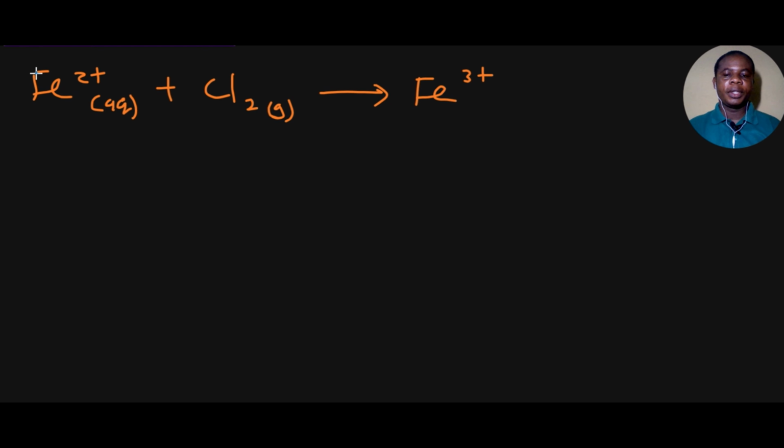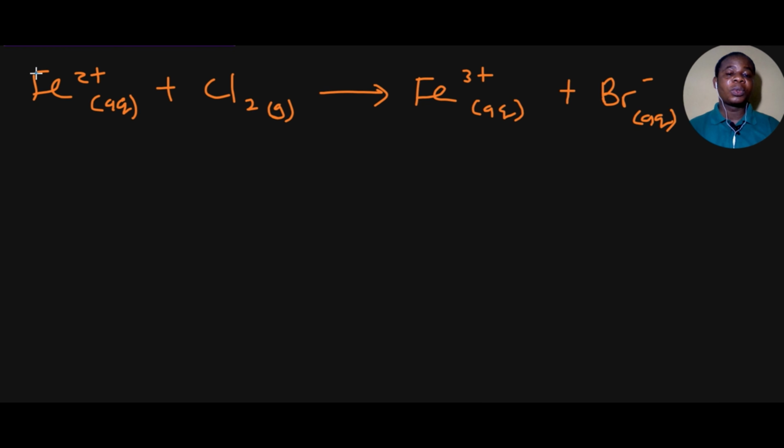Let's work on this other one, which is iron 2 ion aqueous, then chlorine gas, to give iron 3 aqueous and bromide ion. So how do we work this? The first thing to do is to identify the one that is undergoing oxidation and the one undergoing reduction.